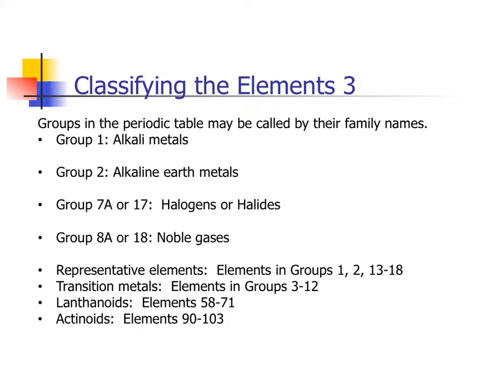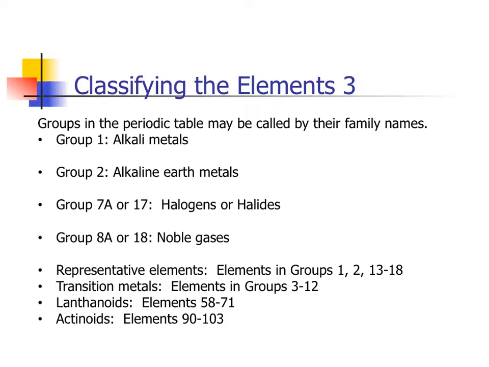So again, let's refresh our group names. You will be asked to know these and recall these for your exams. Group 1 are the alkali metals, group 2 are the alkaline earth metals, group 7A or 17 are known as the halogens or halides, and group 8A or 18 is the noble gases. You have the representative groups. I included the noble gases in those representative groups because they do have some things when we talk about the atomic radius.